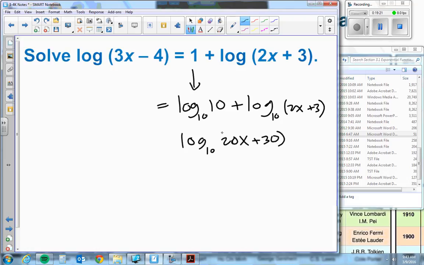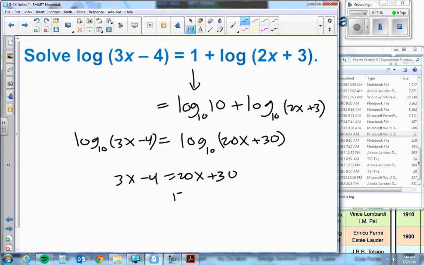And once again, don't forget parentheses around it. So the right side is a single log, the left side already was. And so, fine, you set the left argument equal to the right argument and solve. Subtract 3x from both sides, you get that. Subtract 30 from both sides, you get that. Divide, you get negative 2.